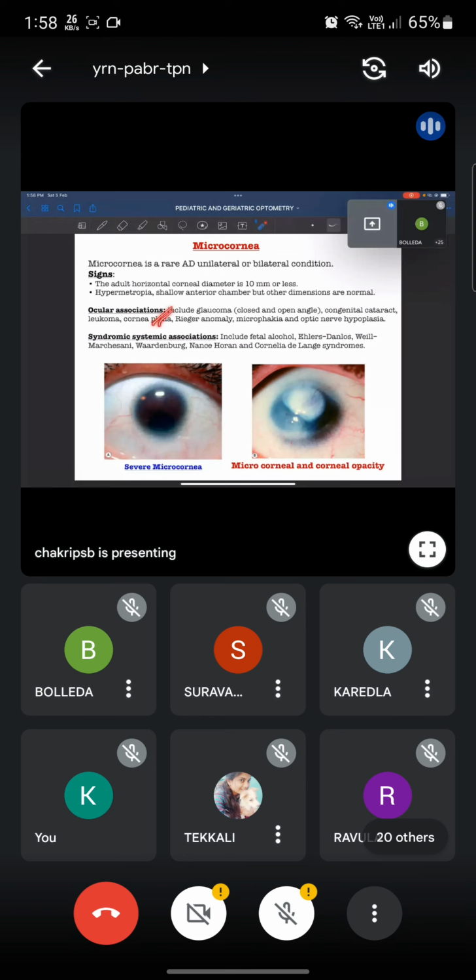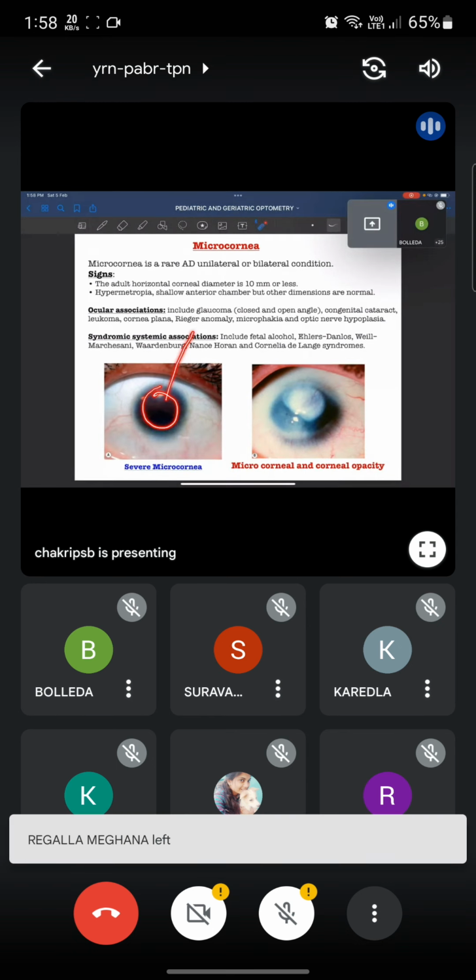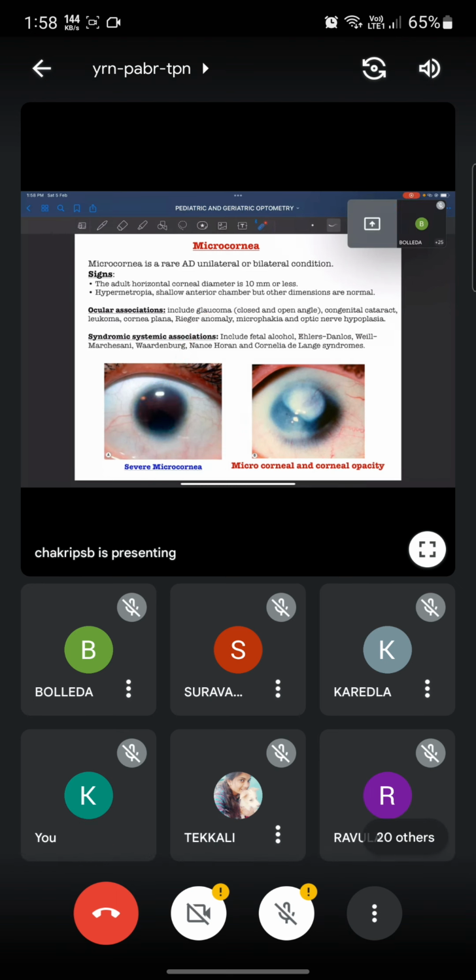Ocular associations with microcornea: we have seen glaucoma, congenital cataract, corneal plana, Rieger's anomaly, microphakia, and optic nerve hypoplasia. These are the various associations with ocular diseases. Similarly, the systemic associations are mainly Alcaraz syndrome, Weill-Marchesani syndrome, Waardenburg syndrome, and Nance-Horan syndrome. These are the syndromes associated with microcornea.